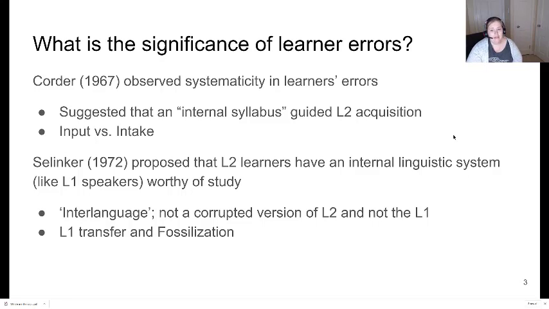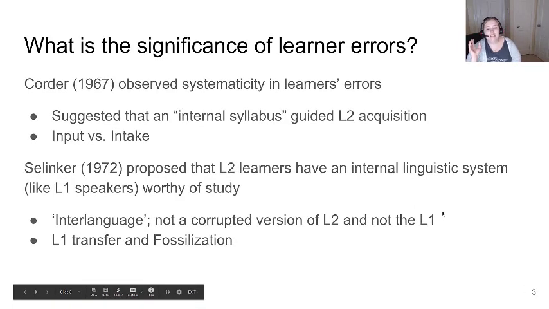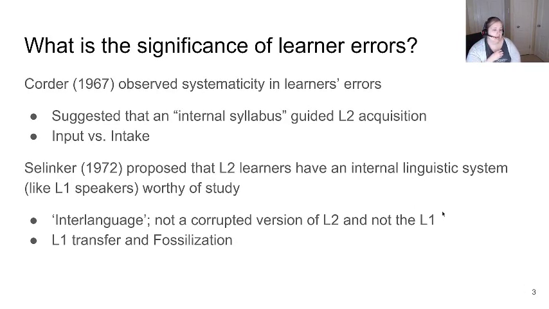It does happen. And the other piece that Selinker had in here is fossilization, which is to say that sometimes in our acquisition process, we kind of hit a wall and we stop. People talk about a plateau in learning. Fossilization is basically that. And so these things happen, and we need to know why they happen, okay?